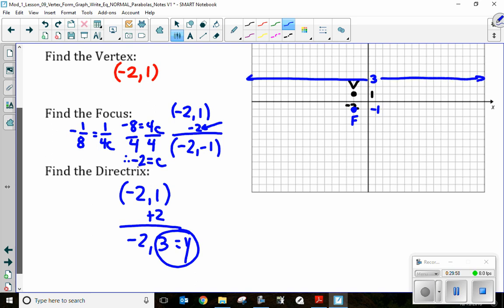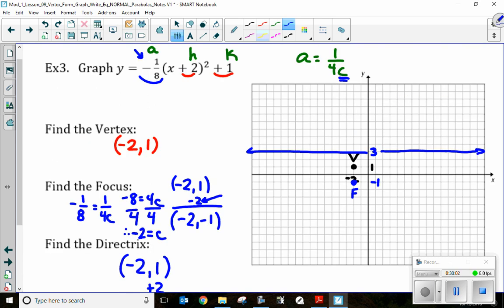And that's my directrix. And guess what? My parabola does not open up because it should never cross the directrix. It opens down, which is fine because this is negative.